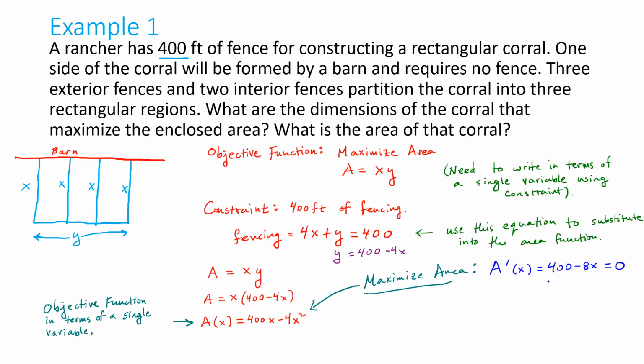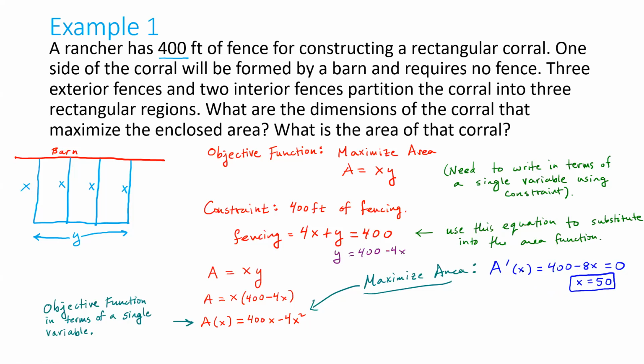And we notice here we just get one critical point at x equals 400 divided by 8. I think it's 25, right? 50. 50, okay. Yeah, 50, thank you. So there's our critical point. Notice this is the only critical point.